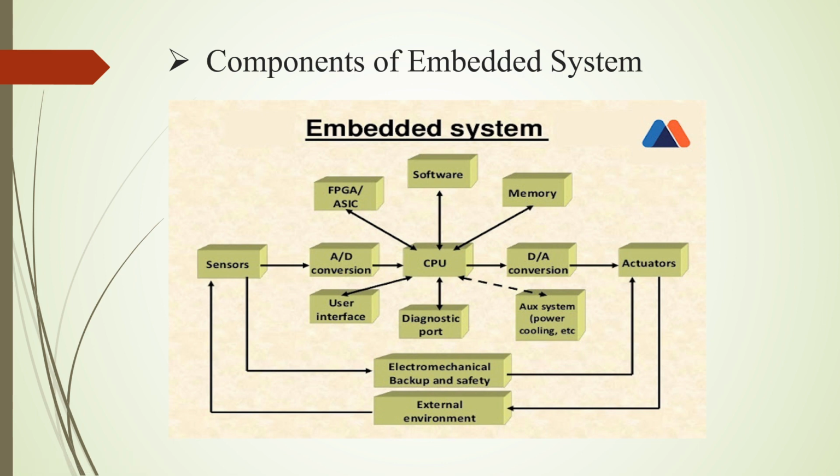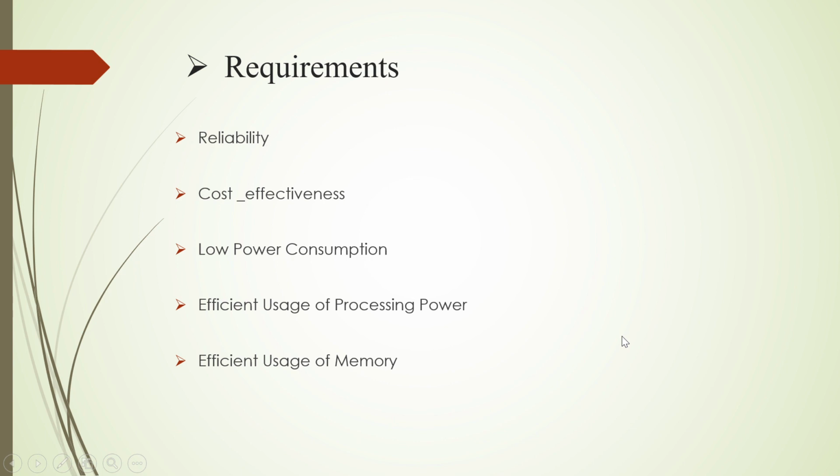Components of an embedded system. These are the components which we require to build an embedded system: software, memory, data to address conversion, address to data conversion, sensors, user interface, diagnostic port, electrical backup and safety, external environment, actuators. Requirements. To start this internship, the requirements are reliability, cost effectiveness, low power consumption, efficient usage of power, processing power, and efficient usage of memory.